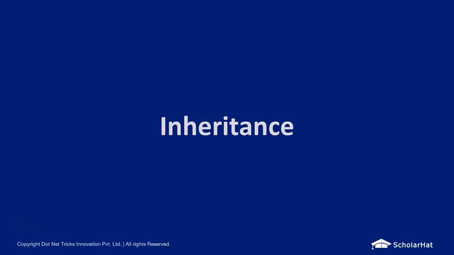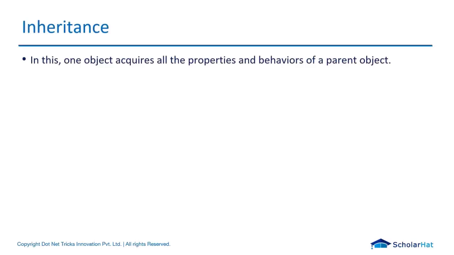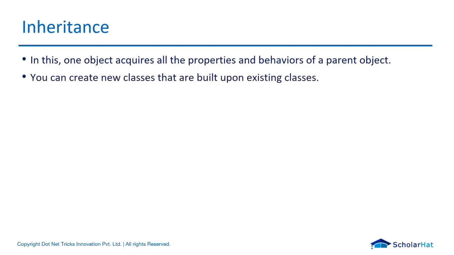Today in this session we will talk about inheritance, which is an important object-oriented programming concept in which one class acquires the properties and behaviors of another class. Let's understand more and deeper. In inheritance, one object acquires all the properties and behaviors of a parent object. Basically, it represents a parent and child relationship between two classes.